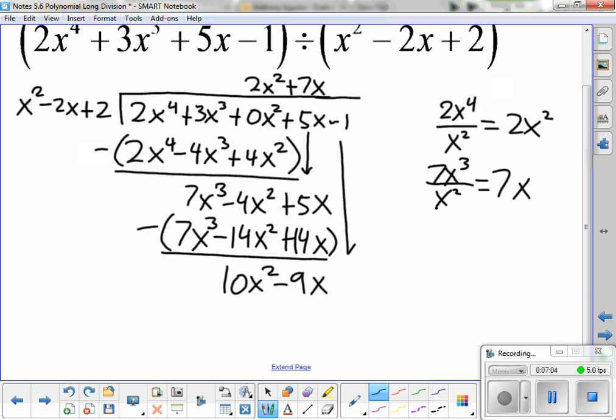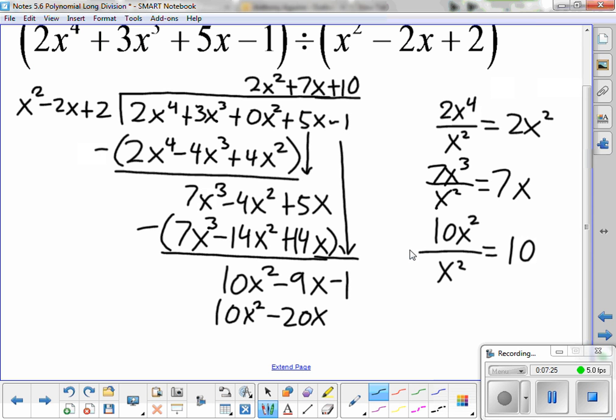Then we're going to bring down our negative 1. Running out of stuff to bring down, which means we're almost done. So 10x squared over x squared equals 10. So plus 10. That's going to be a 10x squared on our multiplication. 10 times negative 2x is negative 20x. 10 times 2 is a positive 20. Then we're going to subtract that whole thing.